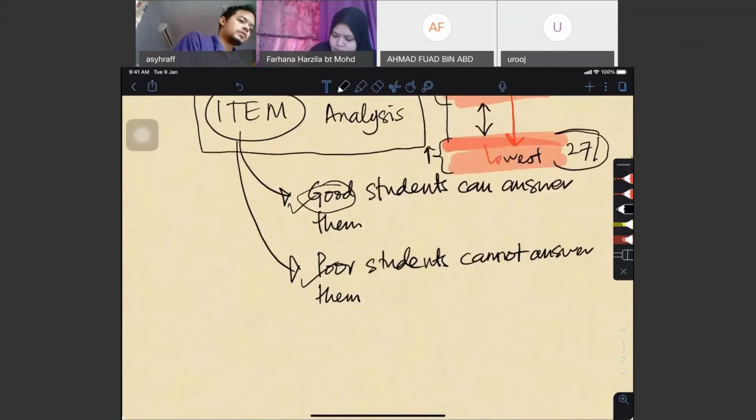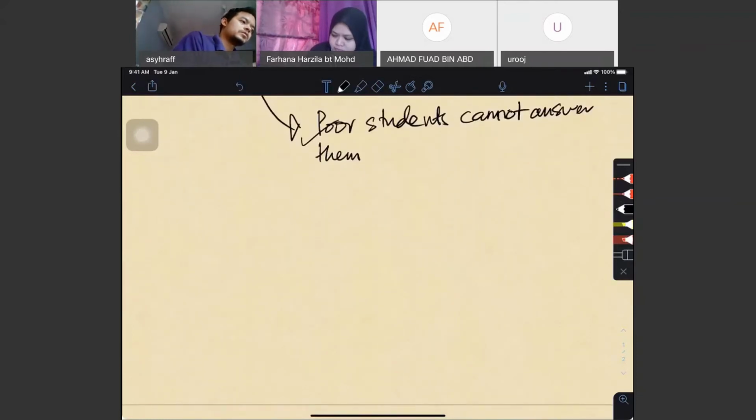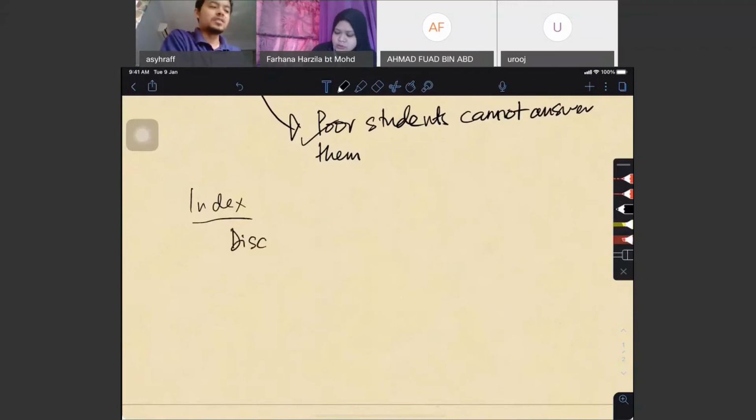And how do we know this? We look at the two basic indices. What are the two indices, if you can recall? The discrimination index and the difficulty index.